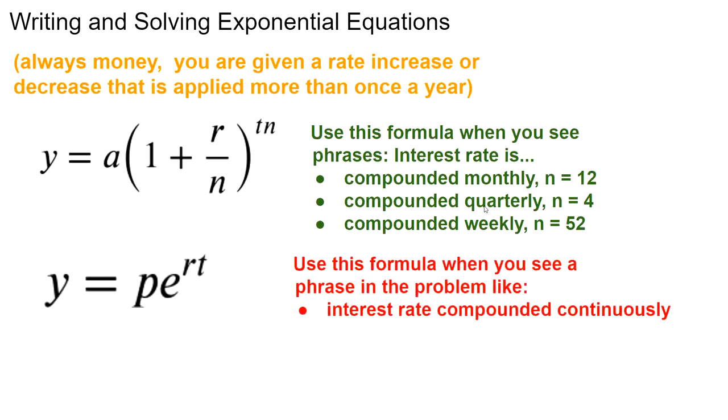Anyway, the other formula, it's going to be used again with money, but it's going to also be used when we use the words compounded continuously. And it's going to say those exact words. Hey, if we're compounding continuously, then you're going to use y equals p times e to the rt.